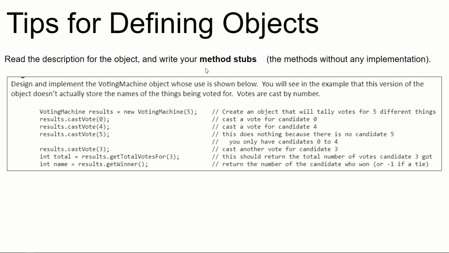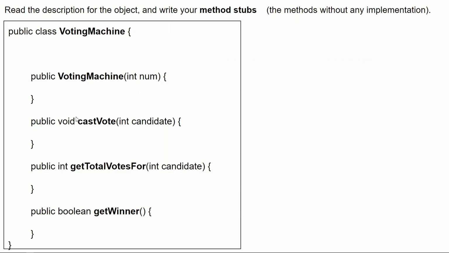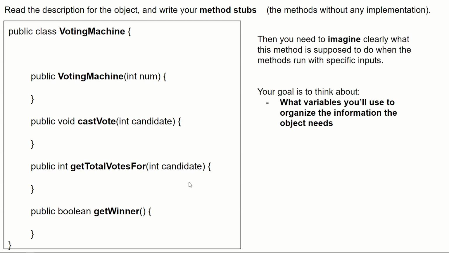I think a great first step is read, but then write method stubs. A method stub is just all of your method declarations with no bodies. You saw in the FRQ scoring rubric that you get points just for writing the correct method declarations. So if you start that way, you're guaranteed to get a couple of easy points, and you also have a framework for making sense of the rest of your object. So that's step one: read the description, figure out the methods, write your method stubs.